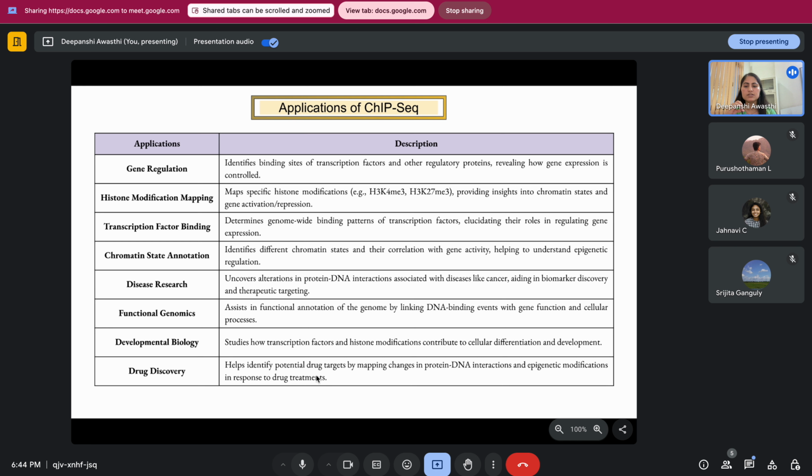It has already been previously discussed, so you can go through them. First is gene regulation, then histone modification mapping. There are some applications which appear to be redundant, but in the exam if you have to write points, it will help you. Transcription factor binding, chromatin state annotation, disease research, functional genomics, developmental biology, drug discovery. So these are all applications of ChIP-Seq. It depends on how you interpret the results and how you integrate different analyses. In that way you can use ChIP-Seq in different applications in different fields.